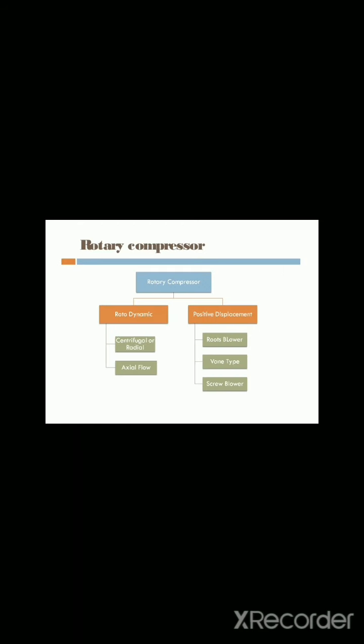Rotary compressors are basically of two types. First one is rotodynamic and second one is positive displacement. Rotodynamic includes the centrifugal or radial type air compressor and the axial flow air compressor. In positive displacement there are basically three subtypes. First one is roots blower, second one is vane type, and third one is screw blower. So these are all the types and subtypes of rotary compressors.